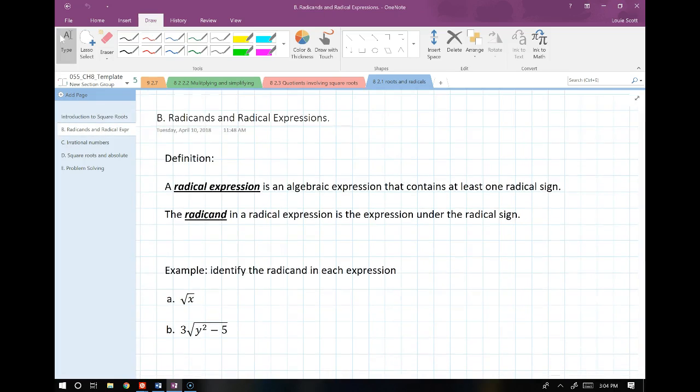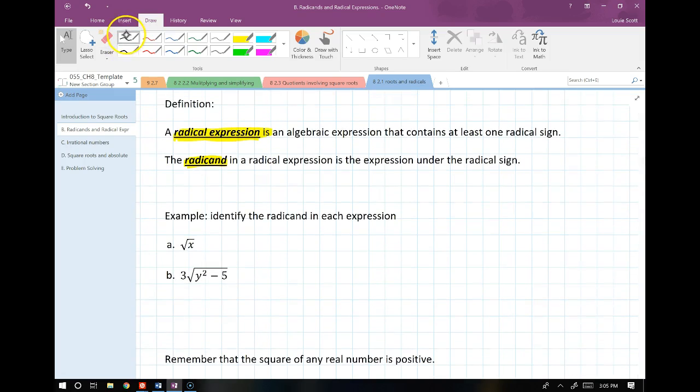Okay, so more definitions. A radical expression is an algebraic expression that contains at least one radical sign. The radicand in each radical expression is just the part underneath the radical sign. So in this first example, they ask me to identify the radicand. For this first one, the radicand is just x. For this second example, remember the radicand is everything under the radical sign. So the radicand for this one would be y squared minus 5, the whole thing.